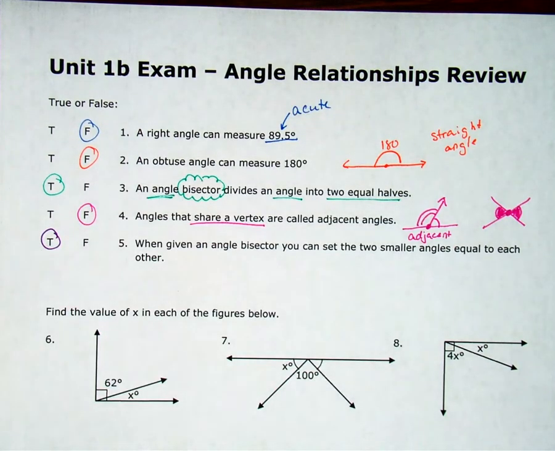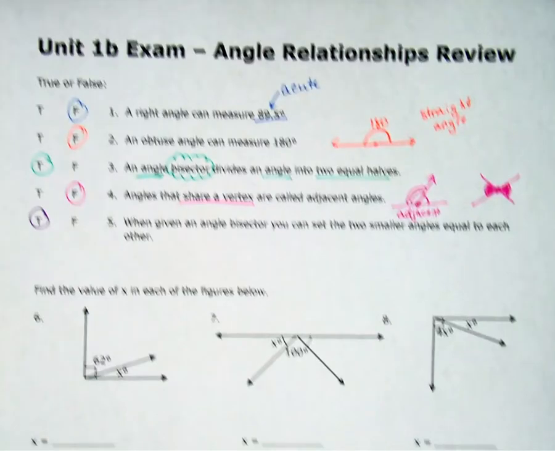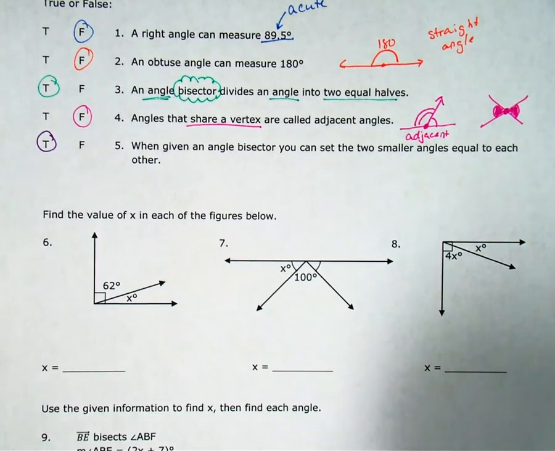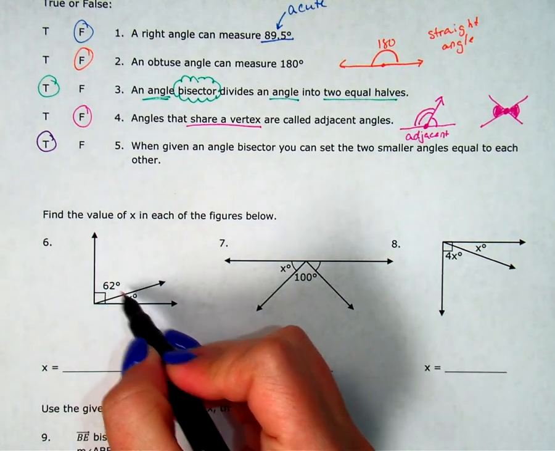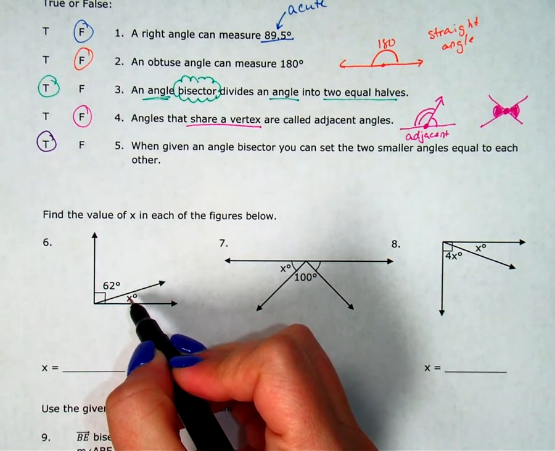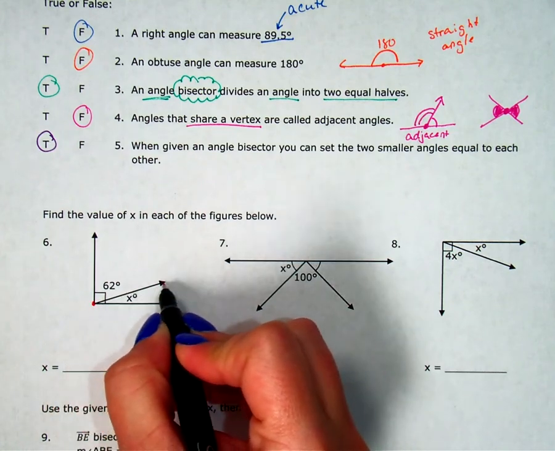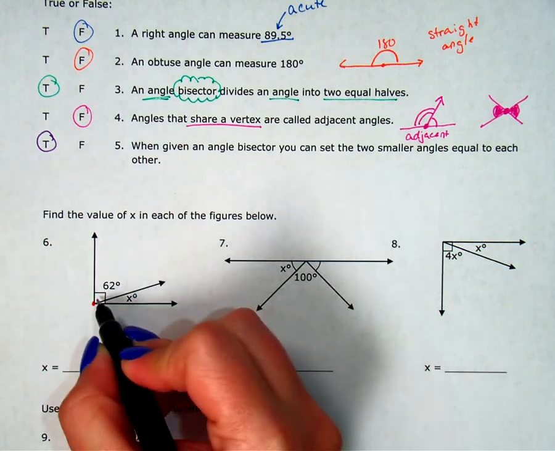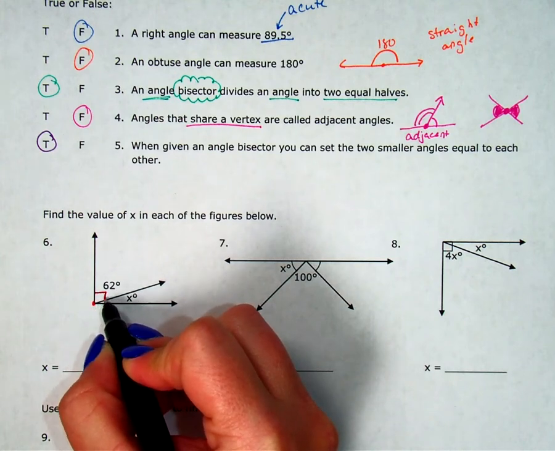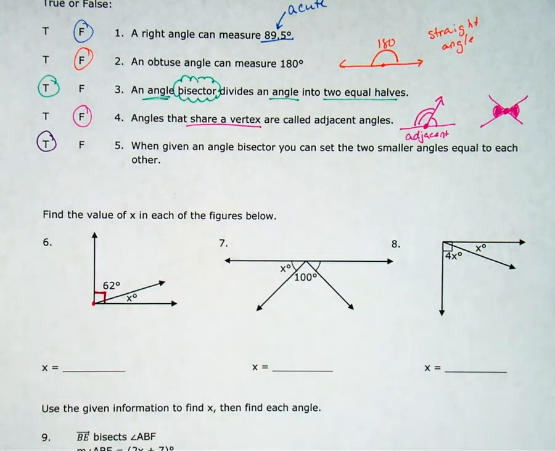All right, so let's look at number 6, 7, and 8. On number 6, I can see a couple things. I have adjacent angles, x and 62 degrees. I know they're adjacent because they share this vertex and they share this side. They're also complementary. I know that because I can see they make a 90-degree angle when I put them together.